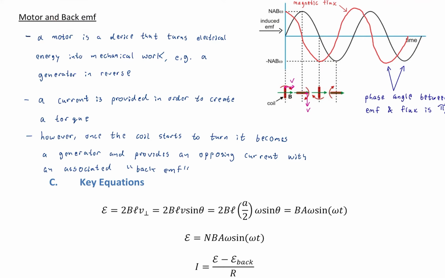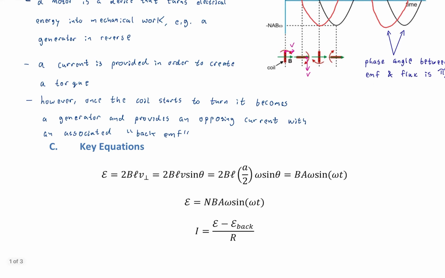Okay, so let's read this out. However, once the coil starts to turn, it becomes a generator and provides an opposing current with an associated back EMF. Okay, so every motor is a generator. You don't want it to be. Now, no one wants a motor to be a generator, but it is inevitable in the design of an electrical motor. And therefore, the design of a motor means you have to put in extra current to account for the lost current due to the back EMF. Okay, and we'll see that in practice in a simple equation. Okay, which is a great segue to our equations.